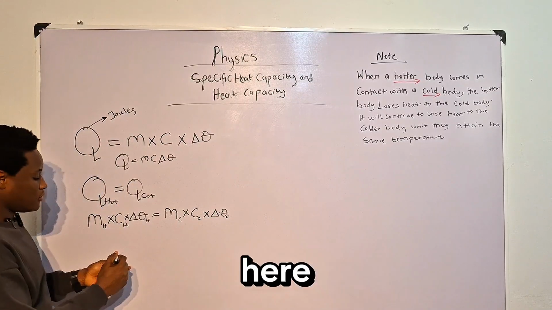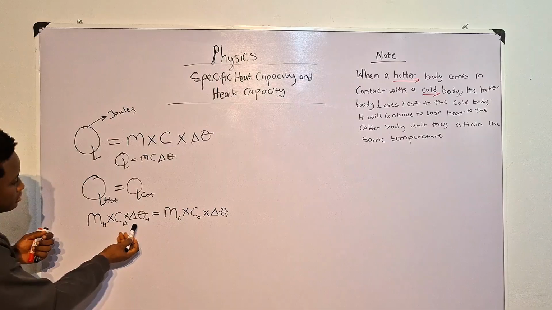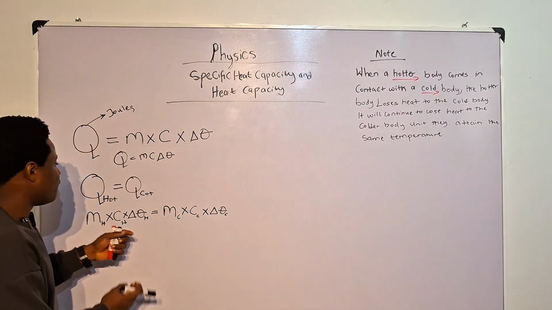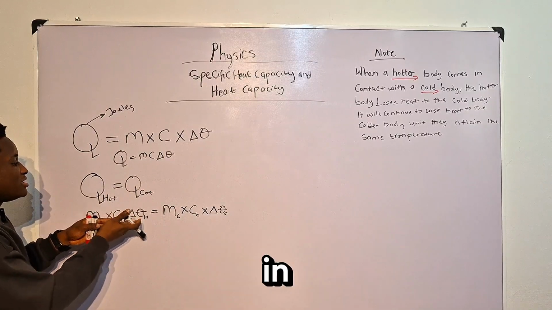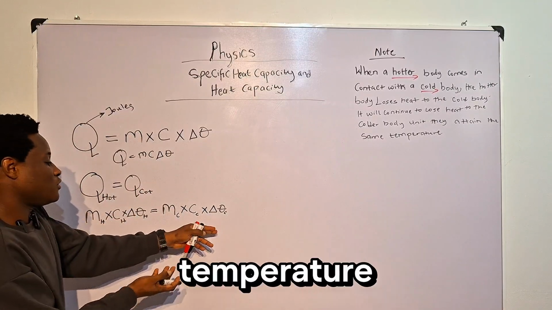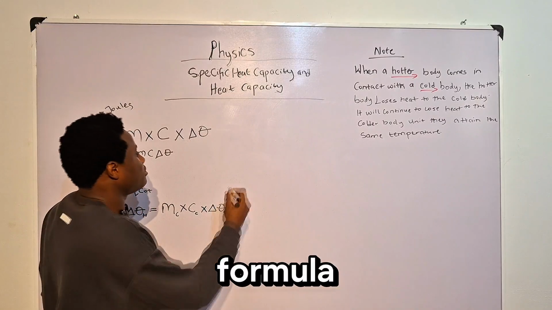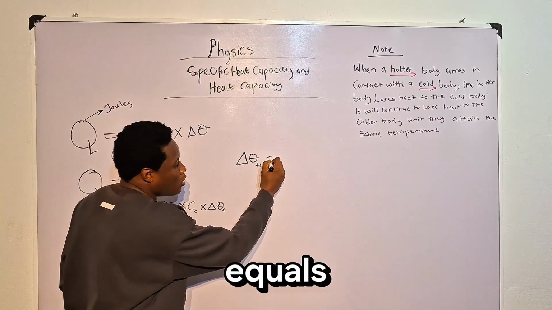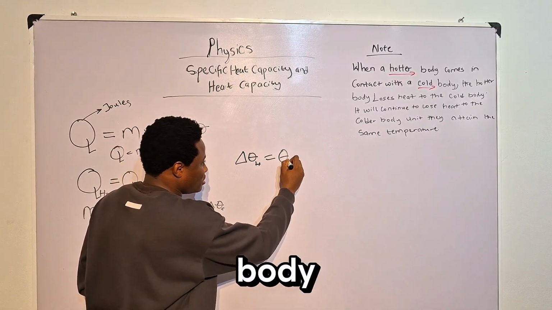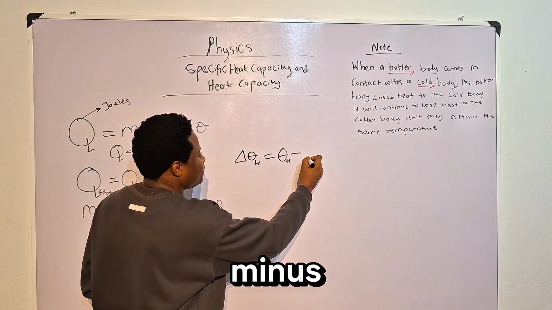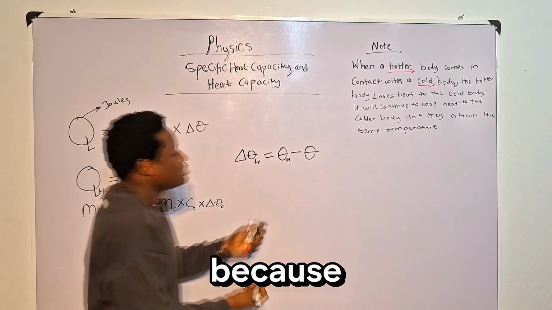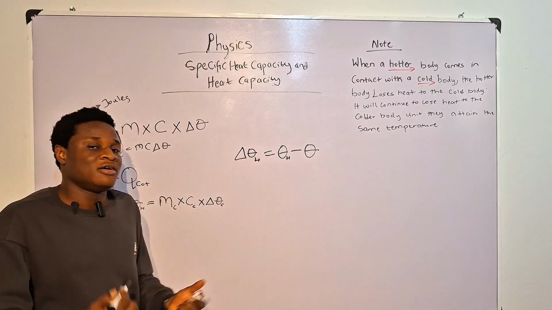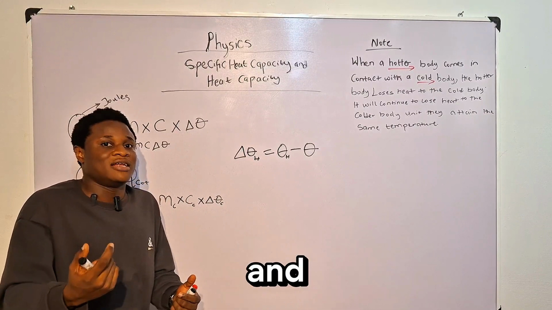Now, before we continue here, we know that this is the change in temperature of the hotter body, and this is the change in temperature of the colder body. To get the change in temperature of the hotter body and of the colder body, we can use this formula. The change in temperature of the hotter body is equal to the temperature of the hotter body minus the equilibrium temperature. Because here we're considering three temperatures: the temperature of the hotter body, the temperature of the colder body, and the equilibrium temperature.